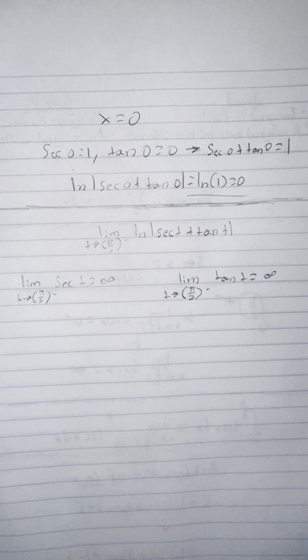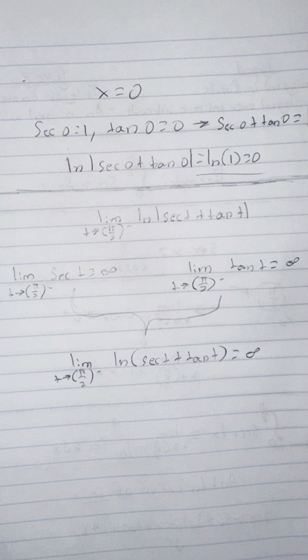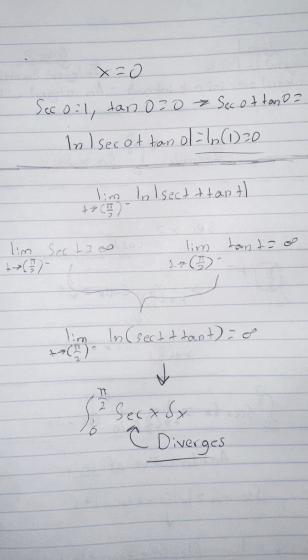Now, the limit really just comes down to the behavior of the first term. Because of this, we can now check the inside. As t approaches pi over 2 from the left side, both secant of t and tangent of t go to infinity. So, secant of t plus tangent of t also goes to infinity, which means that the logarithm of that will also go to infinity as well. Now, because this limit is infinite, the improper integral does not settle to a finite number, which means that the integral diverges.